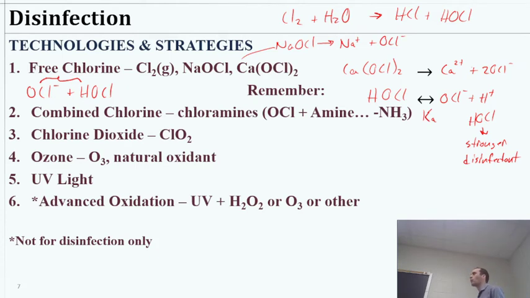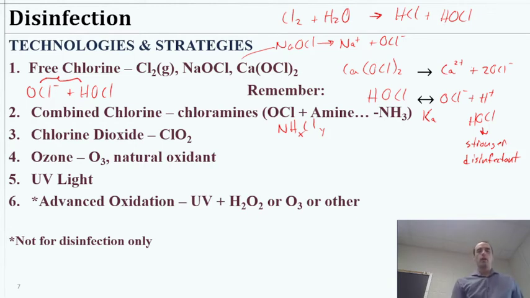Okay, so then we also have combined chlorine. Combined chlorine refers to chlorine that has reacted with nitrogen to form a chloramine. So some sort of nitrogen group, probably an amine group, and the chlorine reacts with it, so we get some form of NHCl, where we have some number of Hs on the N, and some number of chlorines substituted in there. But essentially, some ratio of the two.